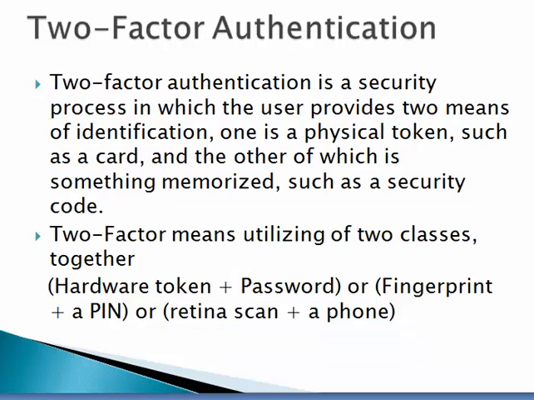Moving on to two-factor authentication. Two-factor authentication is a security process in which the user provides two means of identification, one of which is typically a physical token such as a card, and the other of which is typically something memorized such as a security code. Two-factor means utilizing two classes together. It can be a hardware token plus a password, or it can be a fingerprint and a PIN, or it can be a retina scan plus a phone.